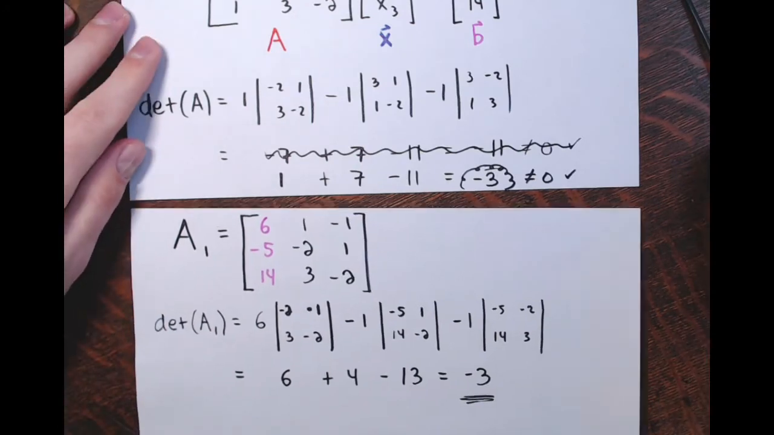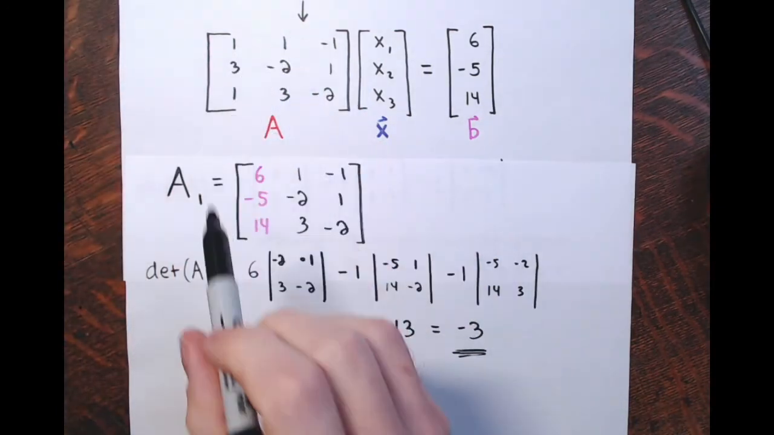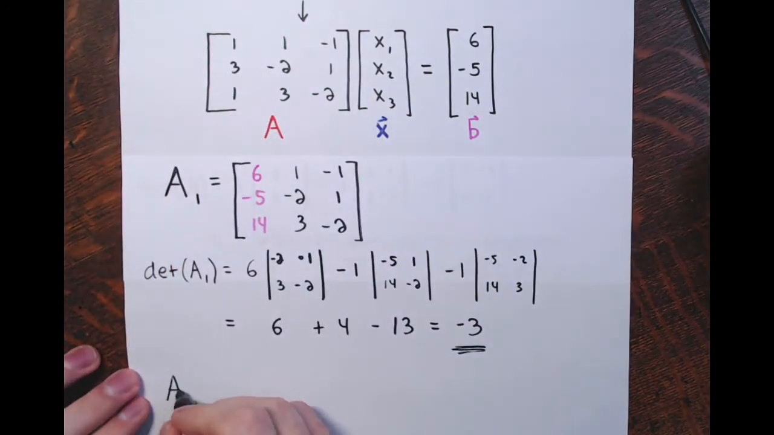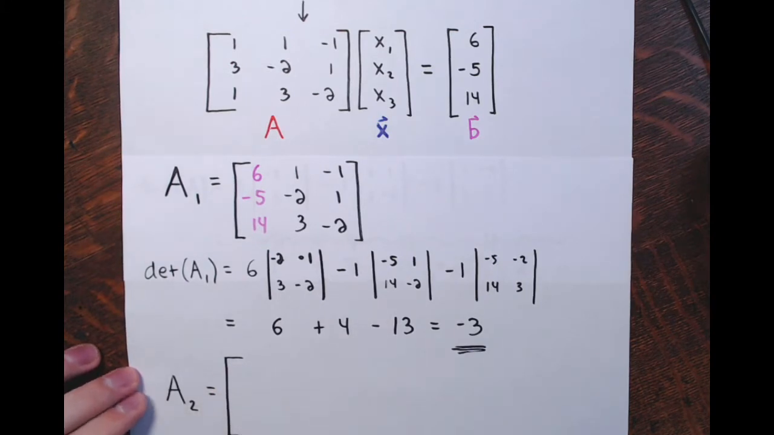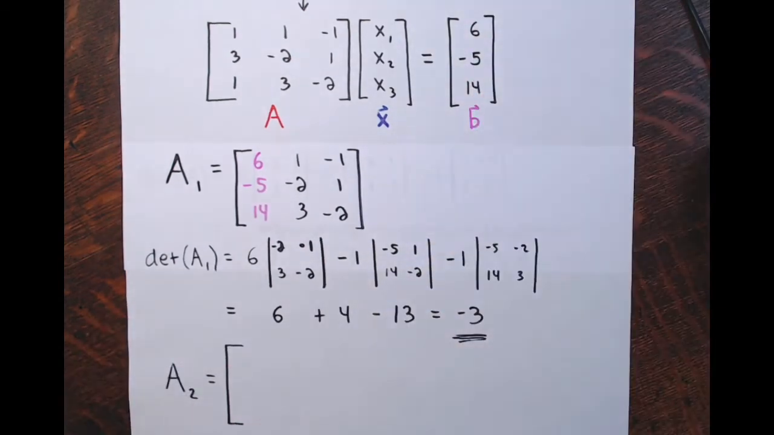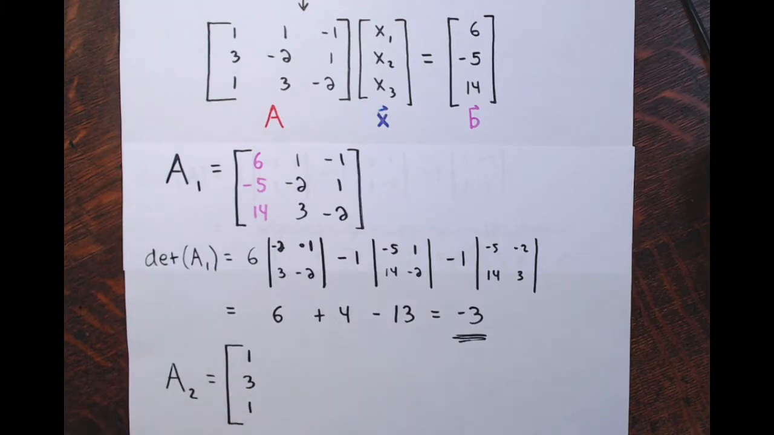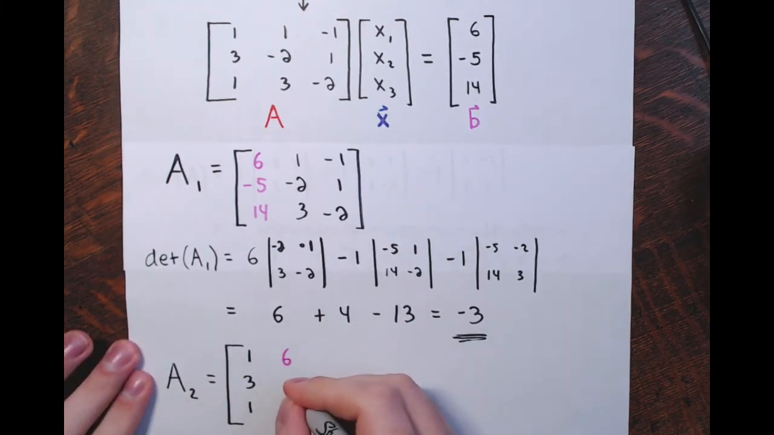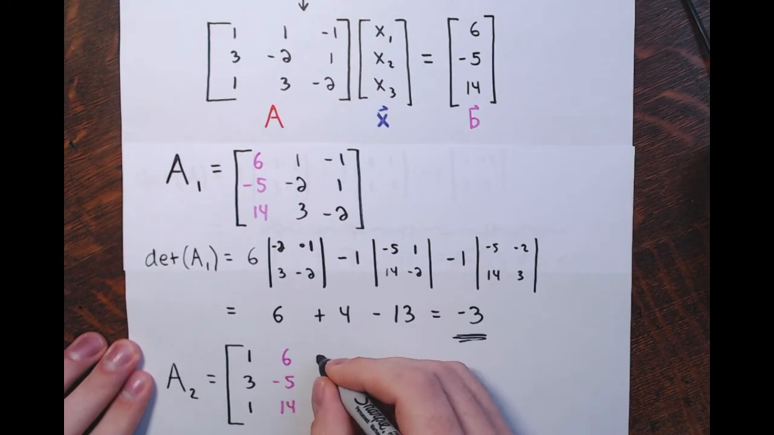All right, now let me write up A2. So again, there's the original coefficient matrix. A2 again is that coefficient matrix, but where the second column is now replaced by this constant column. So the first column is the same, 1, 3, 1, but now the second column is 6, negative 5, 14. And then the third column is the same as the original, negative 1, 1, negative 2.